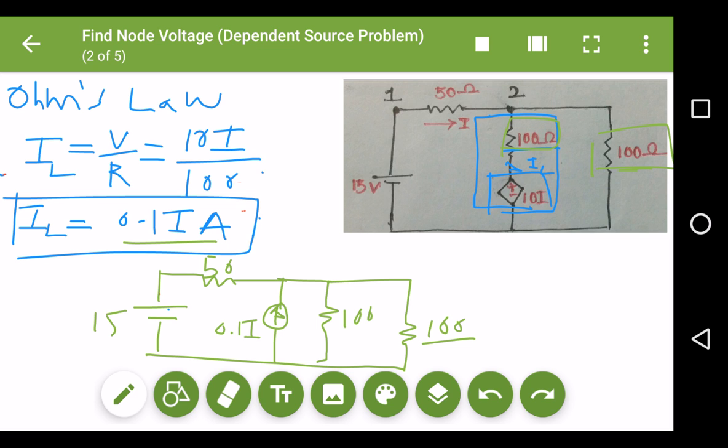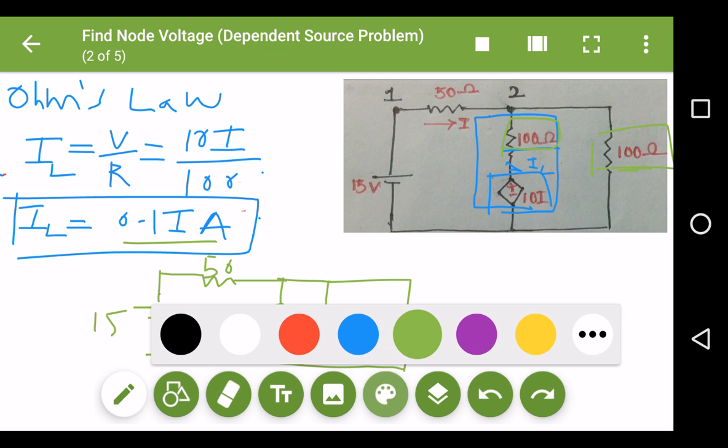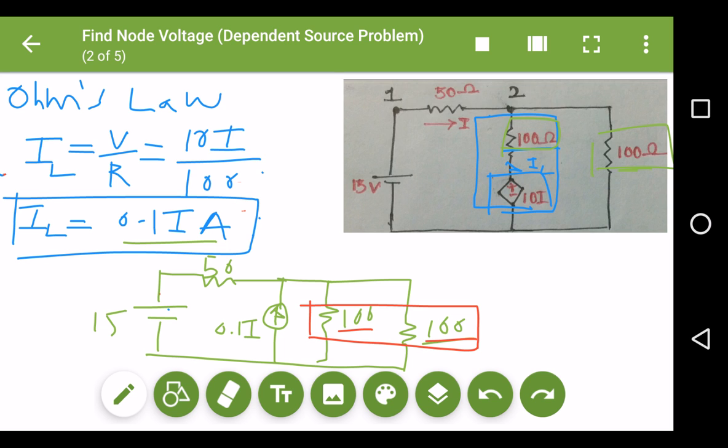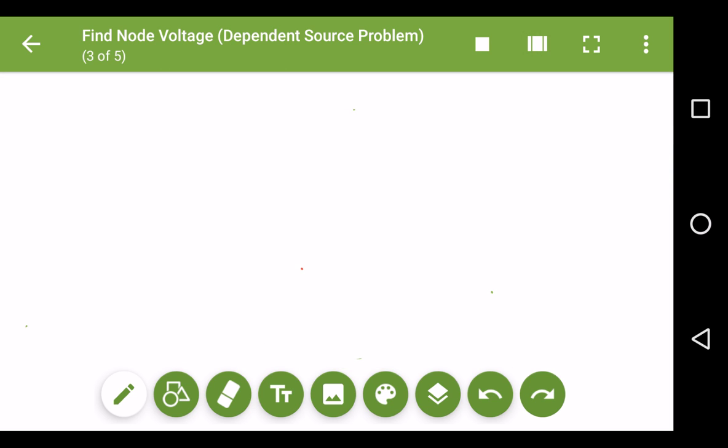Now what I will do next, I will just combine these two resistances of equal value, the 100 ohm and the 100 ohm, to simplify my circuit further. So 100 ohm is parallel to 100 ohm, my equivalent resistance will become 50 ohm, because we know that when both the resistors are of the same value, the resultant resistance becomes half. Okay, in parallel combination, only in parallel combination.